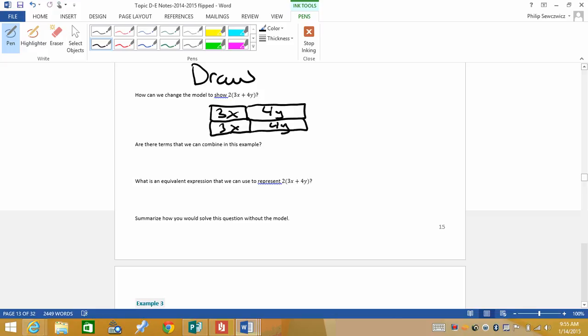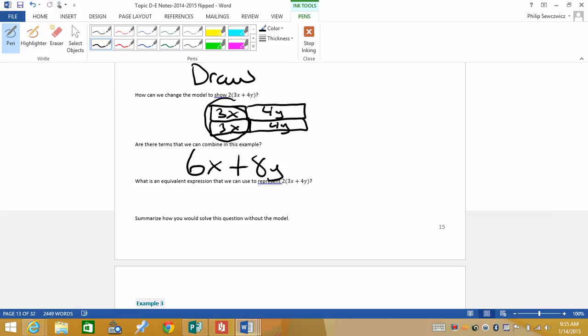Now it's saying, are there terms that we can combine in this example? Well, yeah, actually, if we've got 3x's and 3x's, it's kind of like saying I've got $3 and another $3. Altogether, I have $6. So we actually have 6 x's that are there. And again, 4y and another 4y means we would have 8y. So again, that's your visual approach of what we've got there.